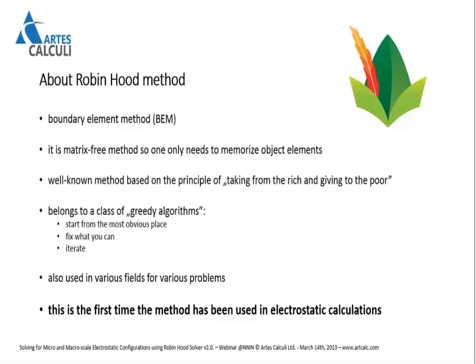The implementation in electrostatics goes back several years, and you can find research papers about the method published in several journals in 2004 and 2005. If you need the exact references, you can email me after the presentation, and I will send the exact articles and publications to you. We will not discuss the methods in detail today, but I would like to point out that the method that we are using in this version, Robin Hood Solver 2.0, is an improved version. It is not the original one that was presented in these papers.